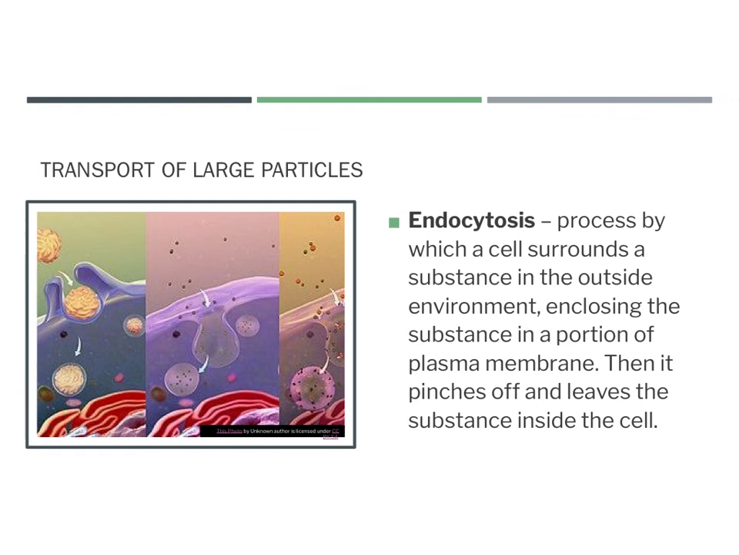The second type of mechanism for the transport of large particles is how do we get large particles into the cell? This is called endocytosis. Endo means inside. In order to get large substances inside the cell, the cell is going to surround the large substance and enclose part of it in the plasma membrane. Then it's going to pinch off and leave the substance inside the cell.